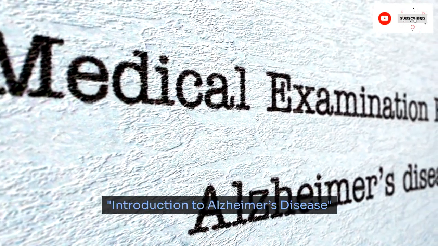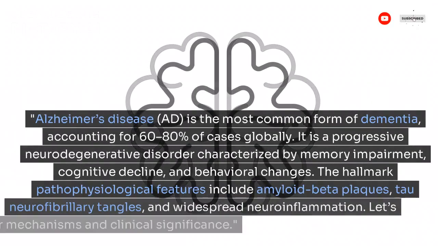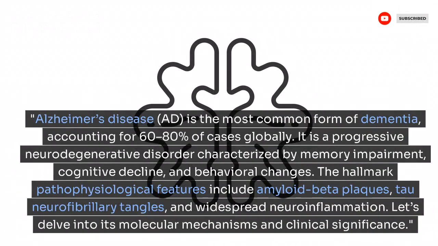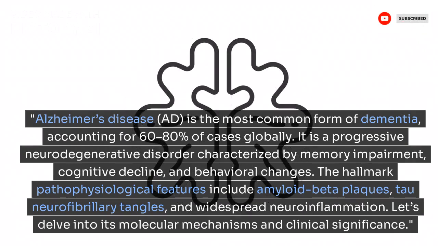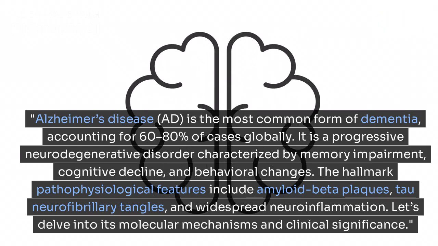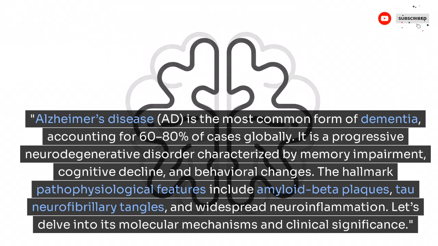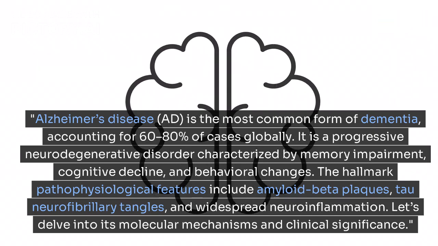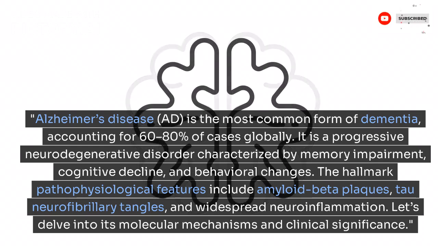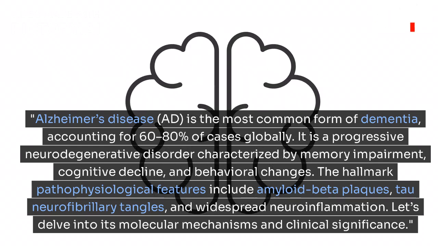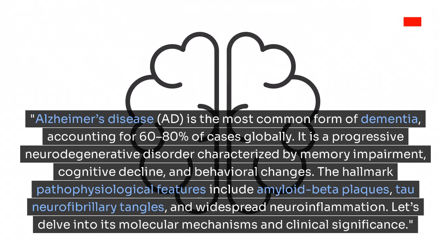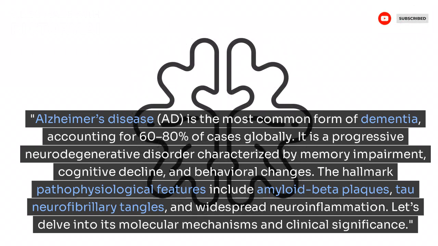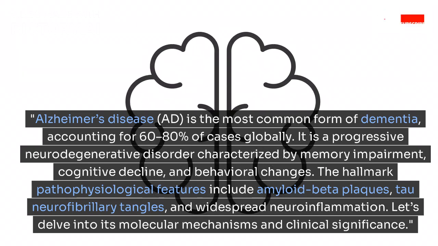Introduction to Alzheimer's disease. Alzheimer's disease, AD, is the most common form of dementia, accounting for 60 to 80% of cases globally. It is a progressive neurodegenerative disorder characterized by memory impairment, cognitive decline, and behavioral changes. The hallmark pathophysiological features include amyloid beta plaques, tau neurofibrillary tangles, and widespread neuroinflammation. Let's delve into its molecular mechanisms and clinical significance.